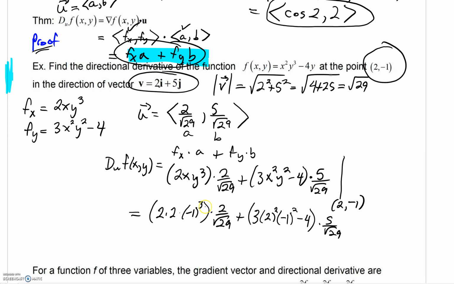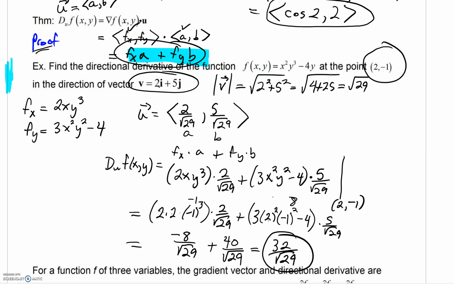Let's be honest there. -1 cubed is -1. 2 times 2 times 2 is an 8. So we've got -8 over radical 29. Over here, 2 squared is a 4. 4 times 3 is 12. -1 squared is a 1, so I've got 12 minus 4. This whole thing's an 8. 8 times 5 is 40. And from here, you just combine your like terms. You don't have to rationalize. But that value is the rate of change of your function f as you're moving in that particular direction.